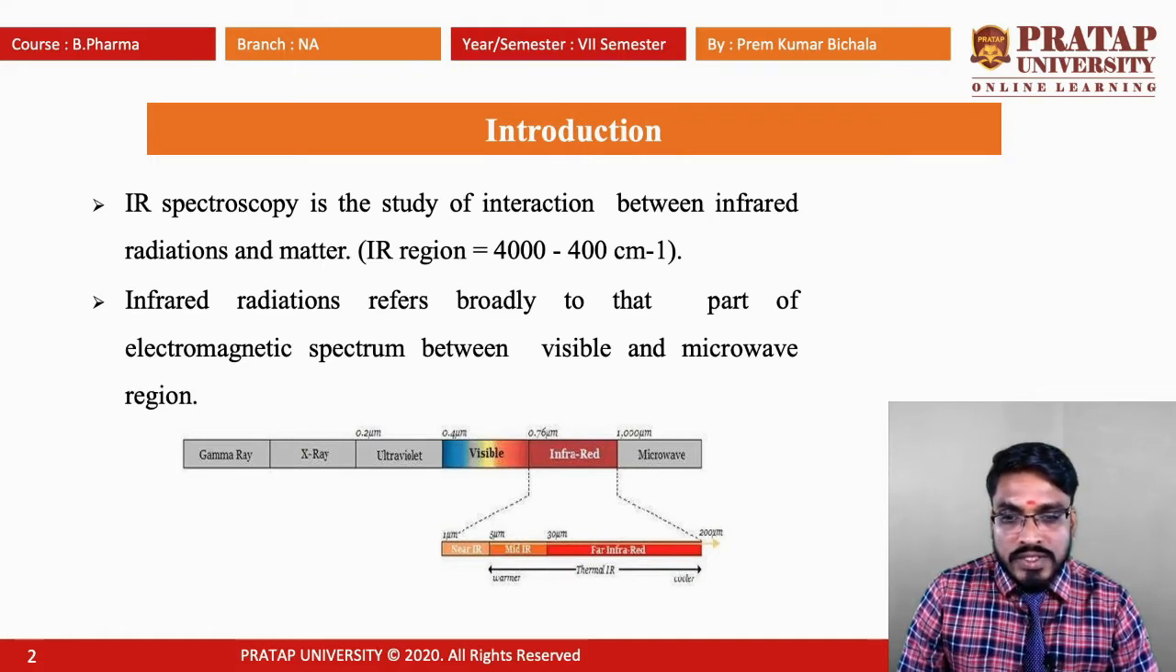Near IR is near to the visible radiation, that is the 1 micrometer to 5 micrometer region. Then we have mid IR, and finally we have the far IR region. From mid IR to far IR, the energy of the radiation is going to decrease. At mid IR we feel some warmth, and it completely decreases to cooler to reach 200 micrometers.